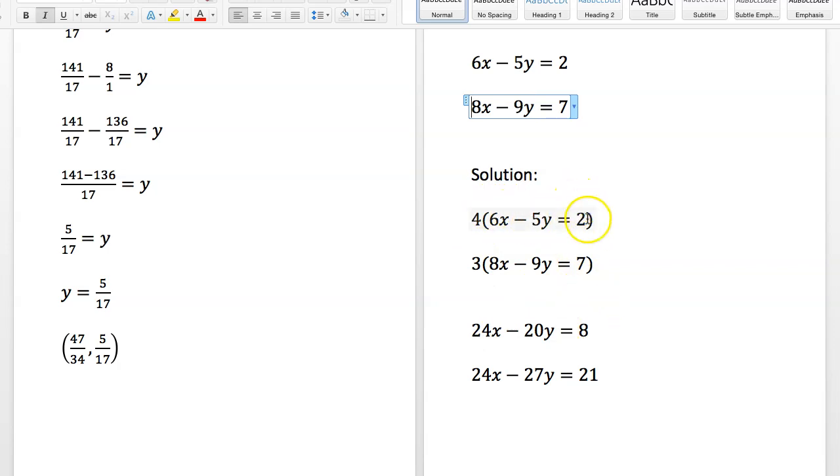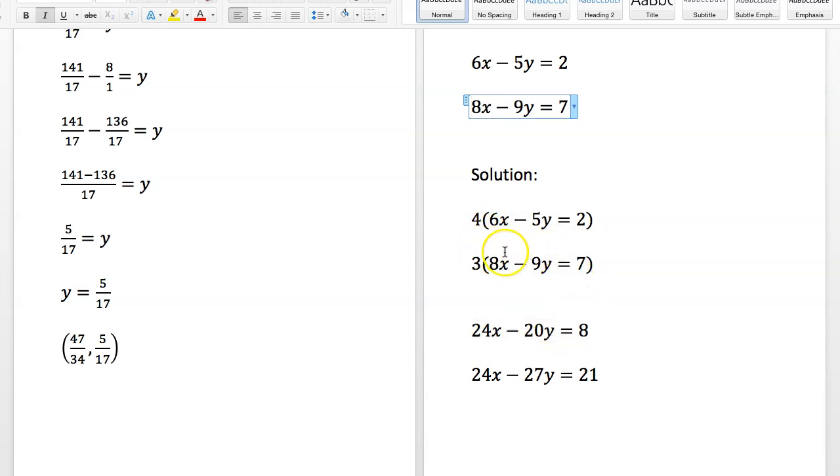And you remember I told you to go ahead and do 2 first to get the 8 so you won't forget it. 4 times 5 is 20. And then the last thing you'll do is 4 times 6 is 24. And then you can and you should and you must get rid of the parentheses in the 4. So you got 24x minus 20y equals 8.